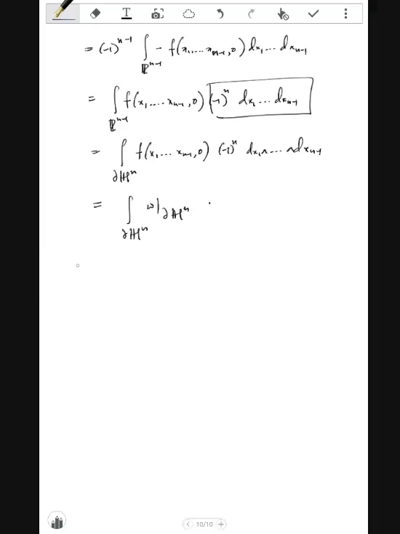So this implies, so this completes the proof of the theorem. So let us end here.